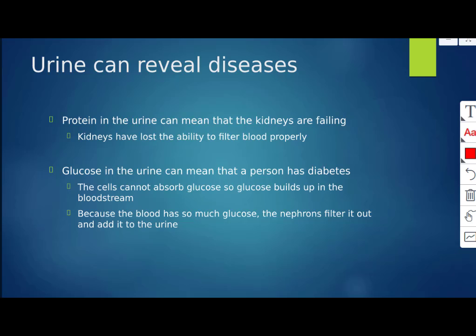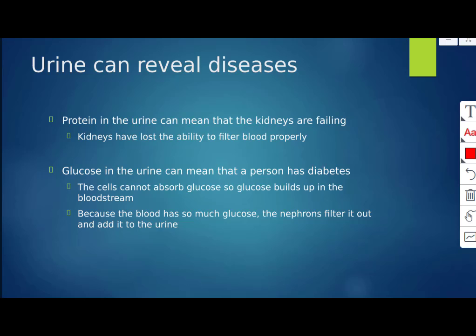Urine can be tested, and you may have done urine tests before, where you go to the lab and they collect urine samples. So urine testing can reveal diseases. For example, if they find protein in the urine, that can mean that the kidneys are failing and not filtering blood properly. So there should not be proteins found in your urine.